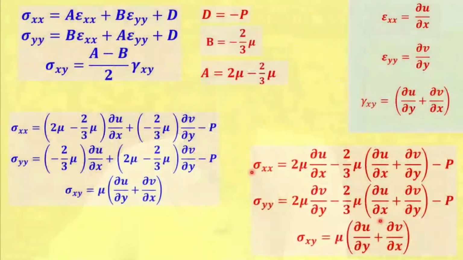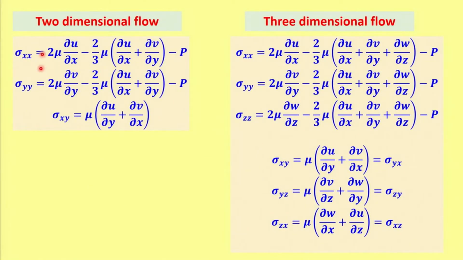How did we, if you recollect, we had gotten the equations for sigma xx and sigma yy. Sigma xx equal to 2 mu del u by del x minus 2 by 3 del u by del x plus del v by del y. This is what we had gotten, that we have to derive now. How did we get this?